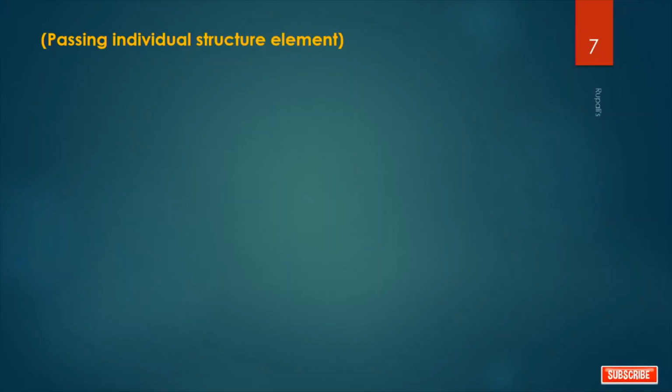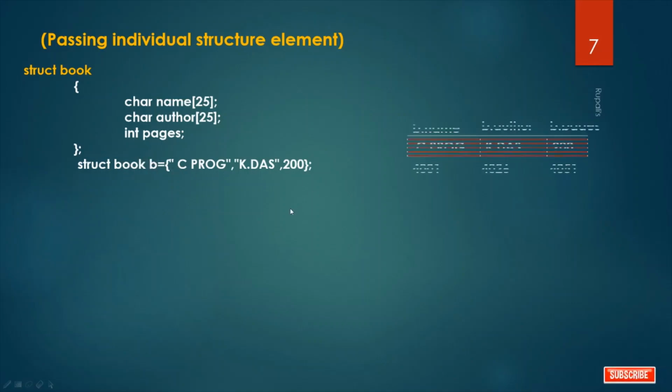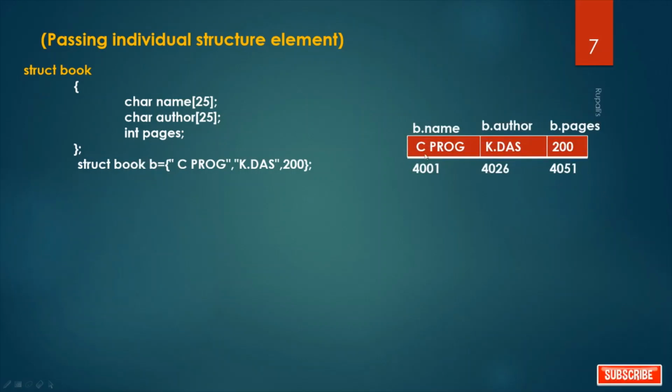Passing individual structure elements. See, this is our structure, two character arrays for name and author and another integer variable for pages, and I initialize one object B of type book with these values. So in memory it looks like this. The first array, name, starts from 4001, then the second, author, starts from 4026, and the integer pages starts from 4051.